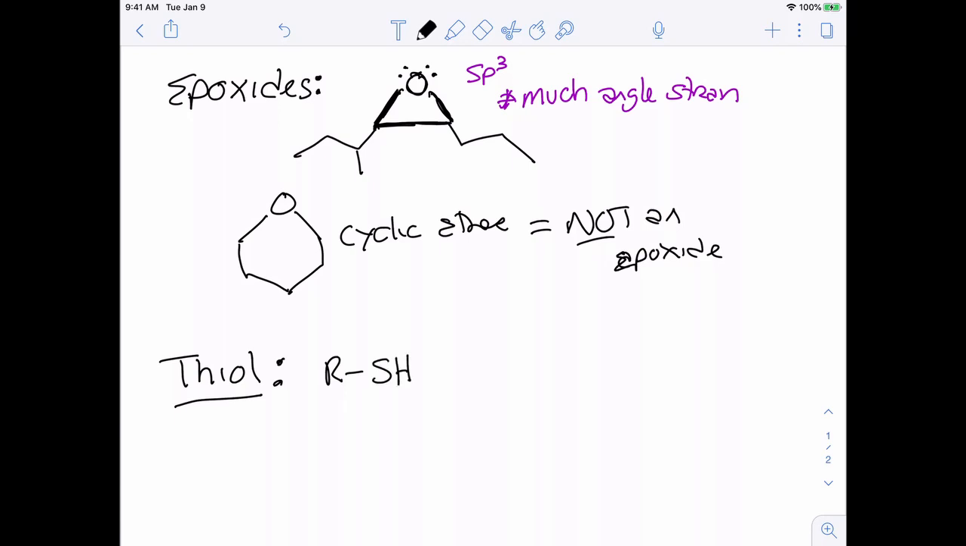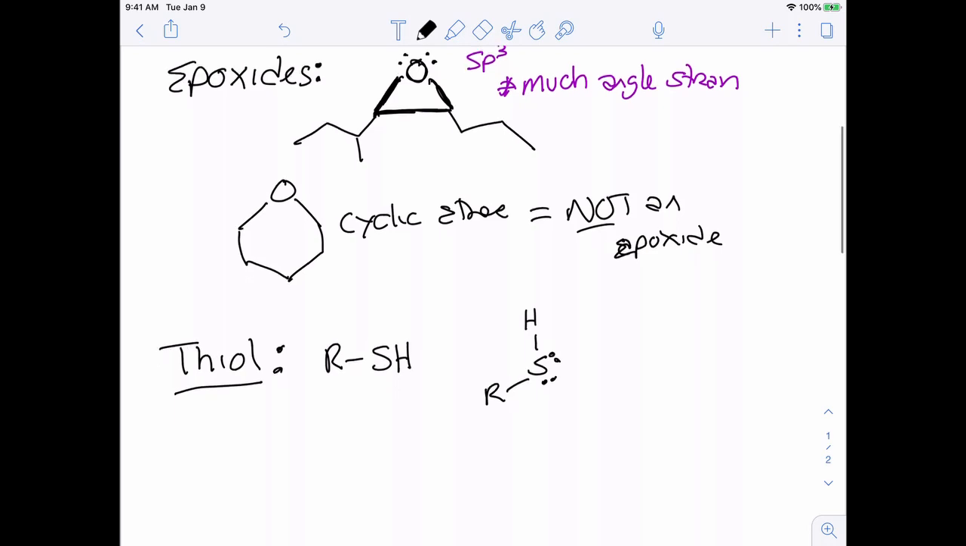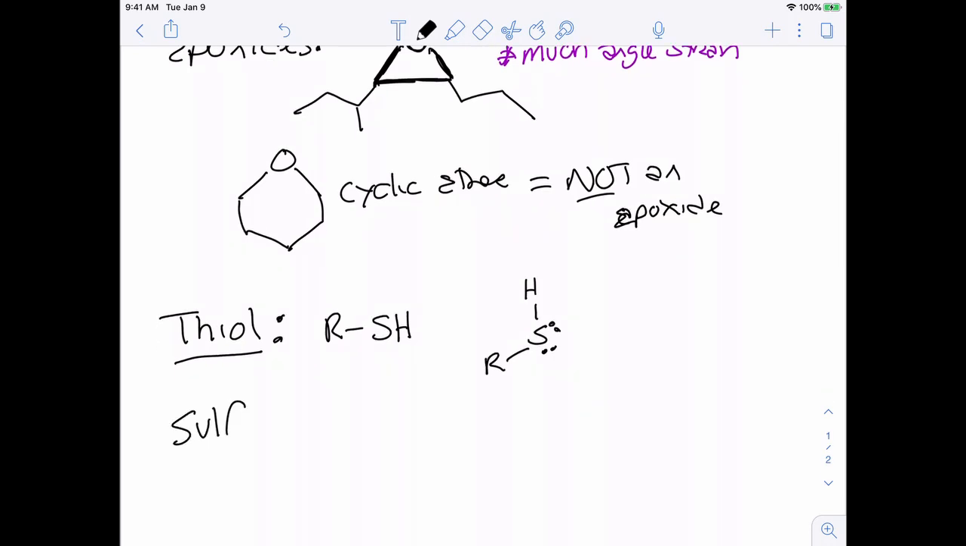Sulfur is in the same group as oxygen in the periodic table, right? It's right below it, so it's the same number of valence electrons. It wants to form the same type of bonds. So the structure of this is going to be very similar. It's still going to be bent. I do have two lone pairs on sulfur, so still sp3 hybridized. All we're really doing is swapping the oxygen for the sulfur. And then a sulfide, this is the sulfur equivalent of an ether. So an R group, a sulfur, and then another R group.